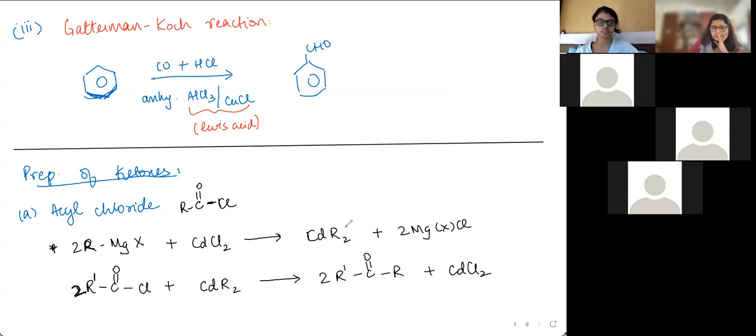So this particular product that you get, that's called dialkyl cadmium. You can think of it as a catalyst because at the end of the reaction, you're regenerating your CdCl2 here.